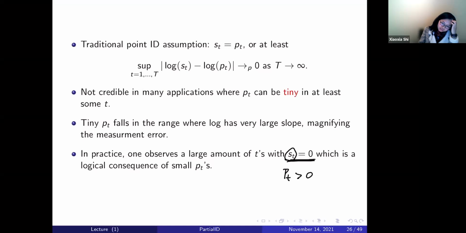It's possible that the difference between ST and PT is not very large, but because you use the data on ST through a logarithm function, the logarithm is going to blow up any small difference between ST and PT when PT is small, when the choice probability is small. That's simply because logarithm has a huge slope around zero. So in that case, just using ST to replace PT doesn't work.